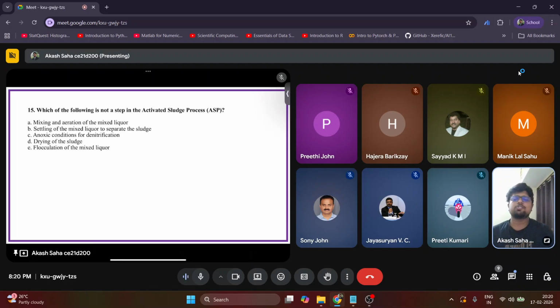Next, which of the following is not a step in the activated sludge process? Okay, so we have learned in detail about the activated sludge process. So which of them is not a step? Mixing and aeration, settling of mixed liquor suspended solids to separate the sludge, anoxic condition for denitrification, drying of sludge, or flocculation of the mixed liquor.